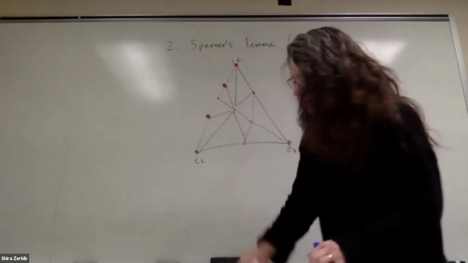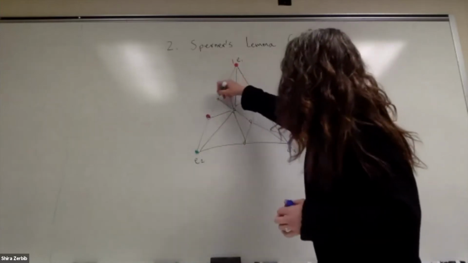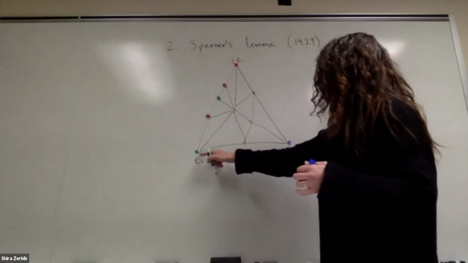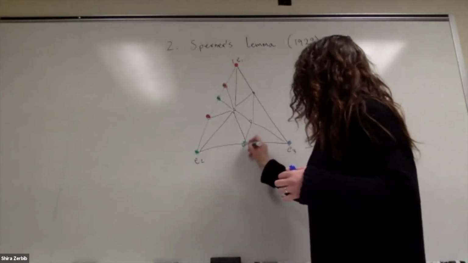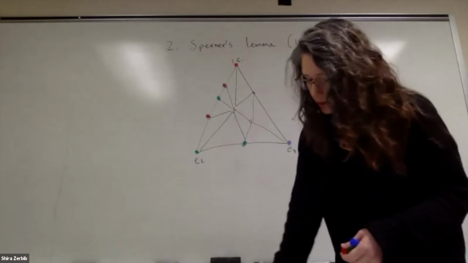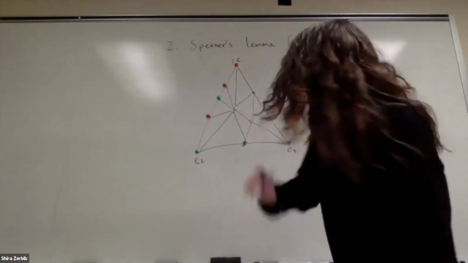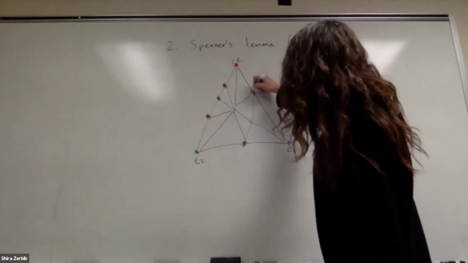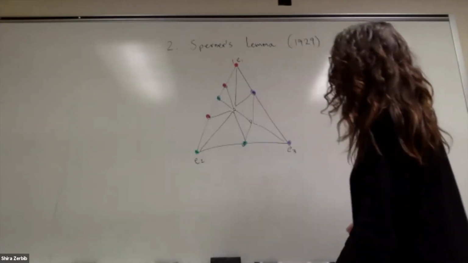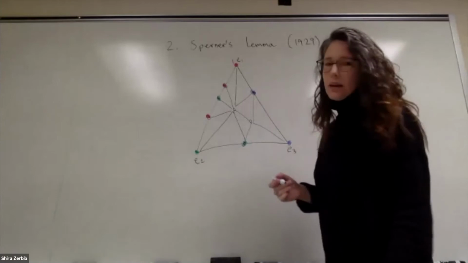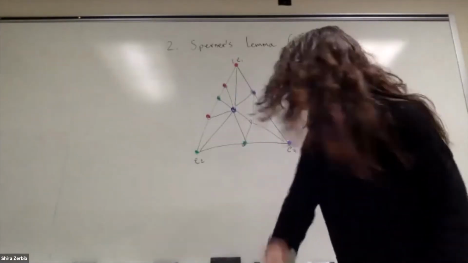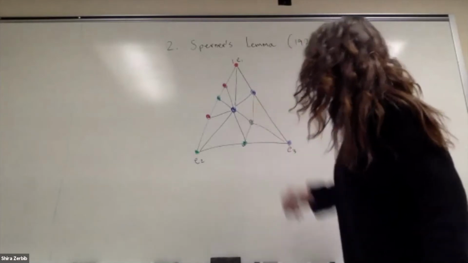So say I color these 2 red and this one green. And a vertex here must be either green or blue. Then say this one is green. And a vertex here must be either blue or red. So say blue. And inside I can color them however I want. So say blue here, and I don't know, let's take green here.